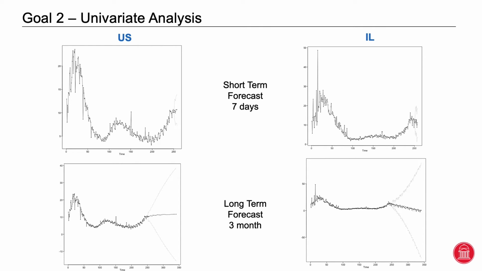Here are the short-term and long-term forecasts for both US and Illinois. US forecasts tend to the mean because it's an ARIMA model. The Illinois forecast shows a slight decrease in positivity.